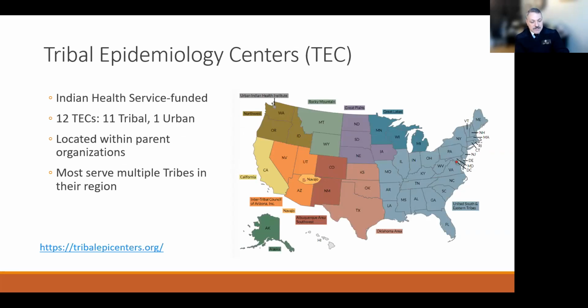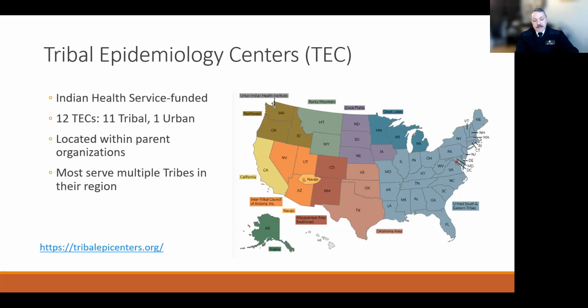So tribal epidemiology centers are Indian Health Service funded organizations who serve tribal and urban communities. The tribal epidemiology centers get their core funding from IHS. A lot of the funding for their projects and programs are obtained through grant funding. There are 12 TECs across the US, and one of which focuses exclusively on urban Indian health. Tribal epicenters are located within representative tribal organizations which act under a cooperative agreement with IHS.